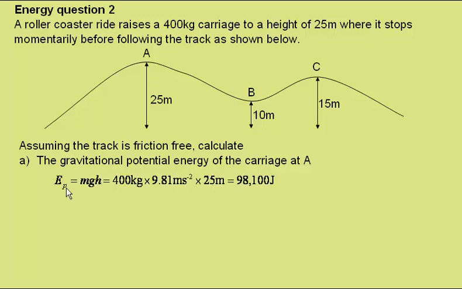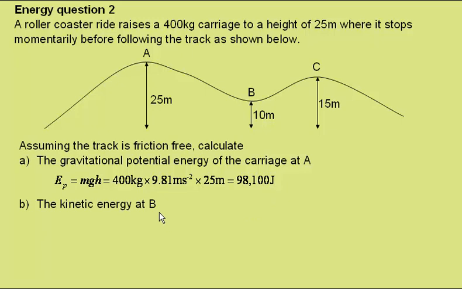Well, gravitational potential energy is given by mass times gravitational field strength times height, which in this case we have a mass of 400 kilograms, gravitational field strength 9.81 meters per second squared, and the height at this point is 25 meters, meaning a gravitational potential energy of 98,100 joules.